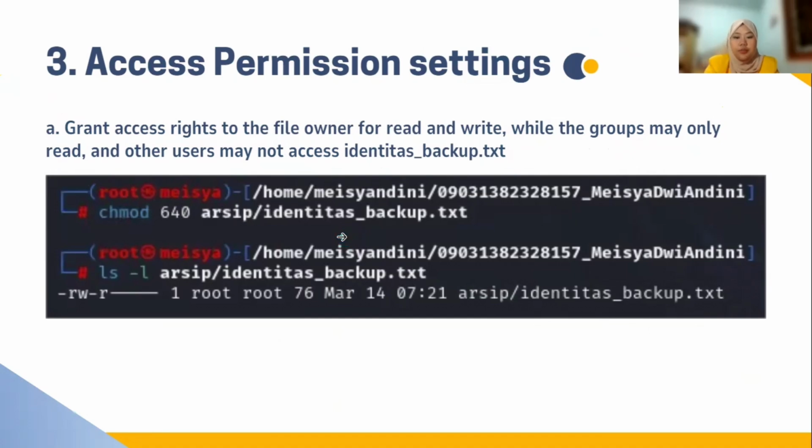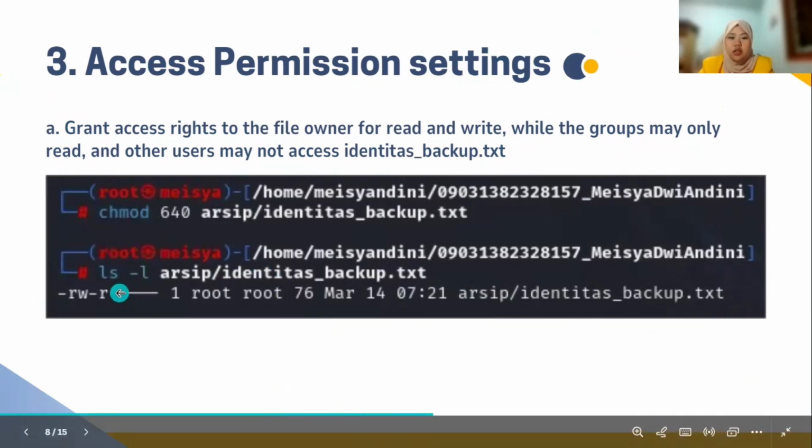This sets the file permission to 640, which corresponds to: 6 is RW for the owner, so the file owner has read and write permission. 4 is R, so the group members have read-only permission. And 0 for others, so other users have no permission as they cannot read, write, or execute.